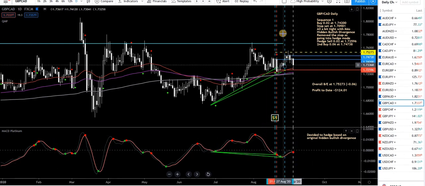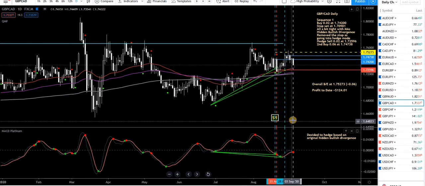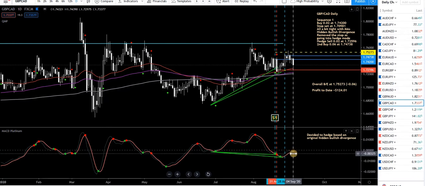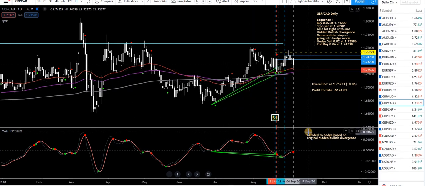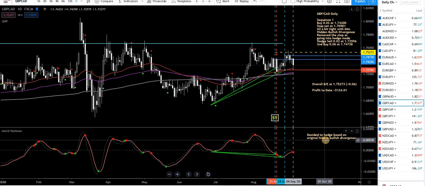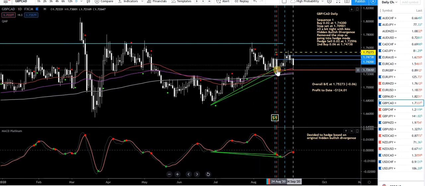I wasn't going to look at doing anything with that break-even level, as the MACD Platinum is still below the zero level. And on Monday, we're going to have a red dot on the MACD Platinum, and it looked like we might be hedging again. The reason I hedge is because the original trade was based on hidden bullish divergence. So yeah, it just didn't pop up there.